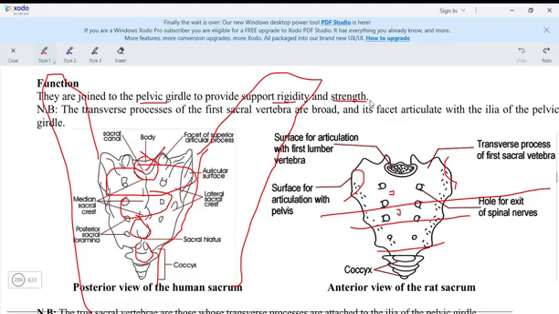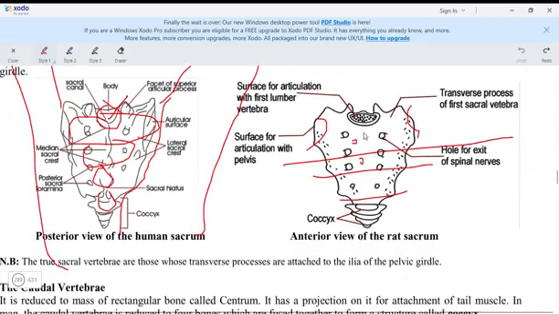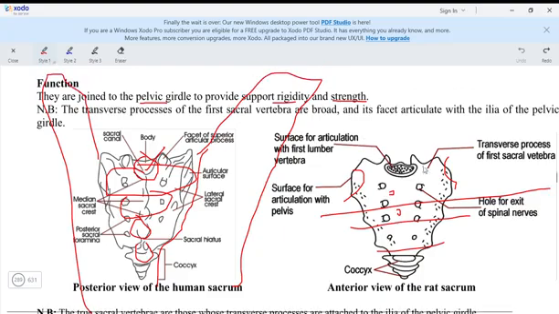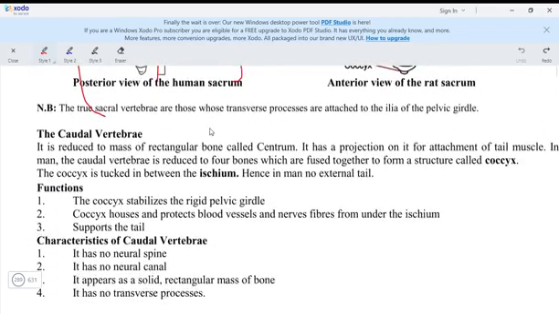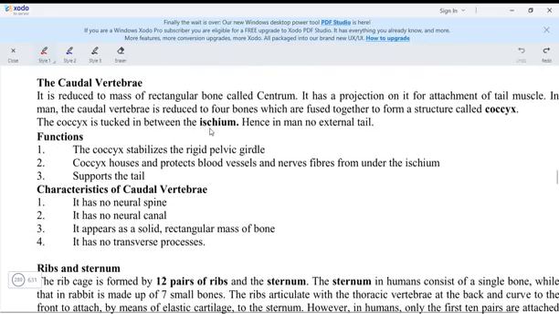So the transverse process of the first sacral vertebra, they are broad, and its facets articulate with ilia of the pelvic. So that means they are facets. When you talk of facets, that's the face. So this side there, they are always attached to the ilium of the pelvic girdle. So this is the pelvic girdle. The ilium is beside it like this. So they attach to it. So we move to cauda, which is the tail part of the vertebral column.